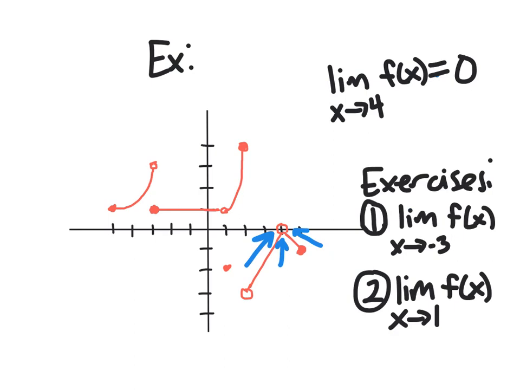Okay, now to wrap up, I have your 2 exercises on Edfinity. The first one, I want you to find the limit as x approaches -3 of f of x on this graph. Your second one is to find the limit as x approaches 1 of f of x. If it's a number, just enter the number. And if it does not exist, enter DNE.